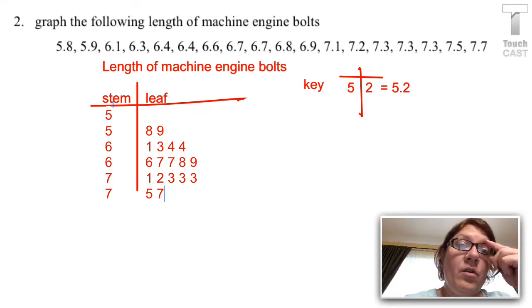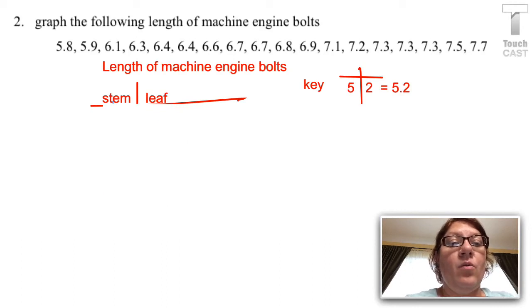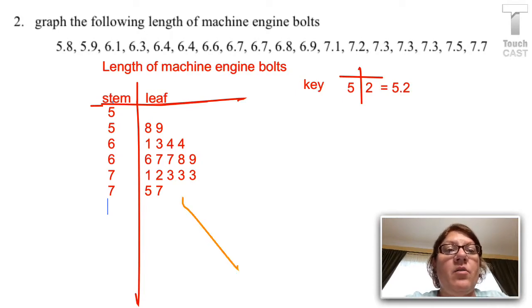Okay, so what do you do if you have decimals in your data? Well, number one, you also have to remember that your leaves cannot be longer than a single digit. So everything that's over here on the right-hand side must always be a single digit. Okay, good, this works much better. So you can only have single digits over here on the right-hand side in your leaves.